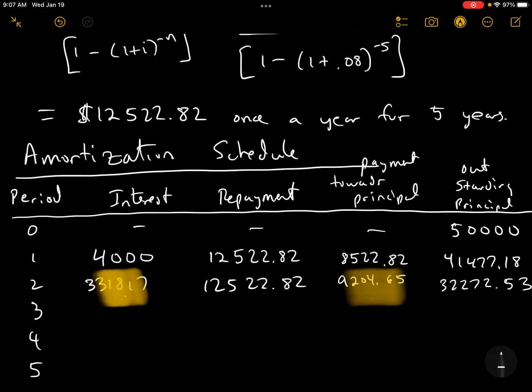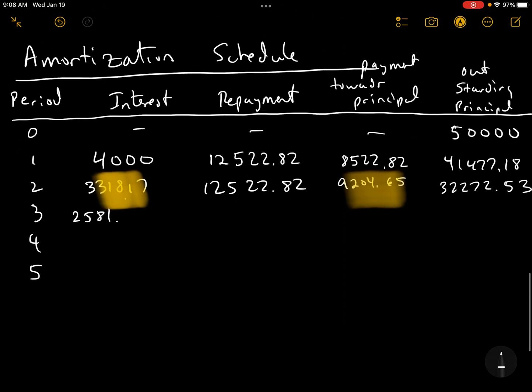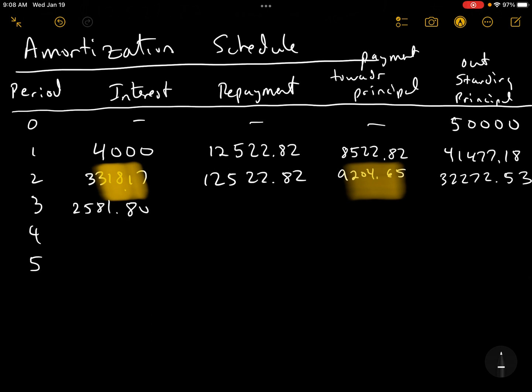All right, so we just wash, rinse, and repeat this. This gives me 2,581.80. Make our payment here. 9,941.02, 22,331.51. Compute again.